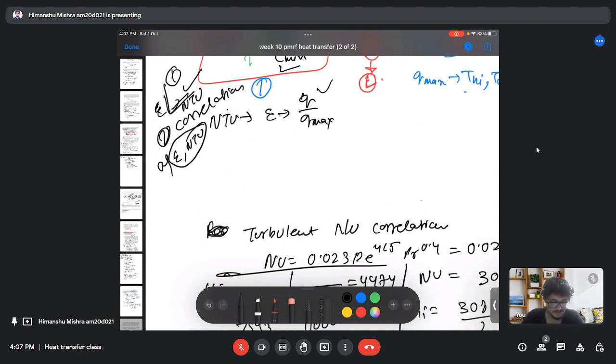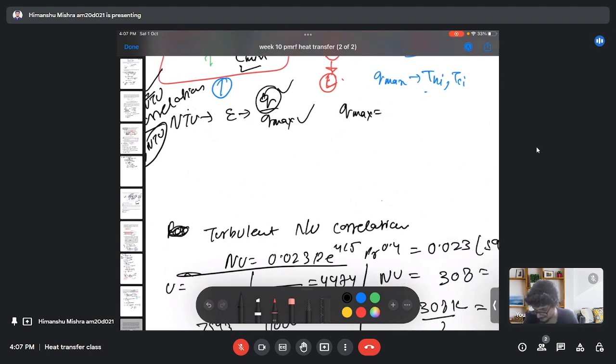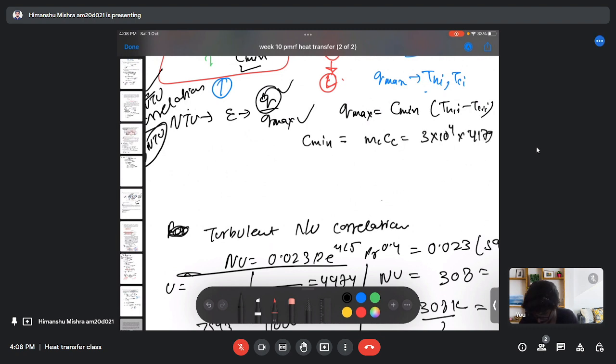So we need the effectiveness, which is given by the ratio of actual heat transfer and the maximum heat transfer. We are already given the actual heat transfer, and the maximum heat transfer is given by my minimum heat capacity rate, which is 1.25 × 10^8 watt per Kelvin. So this is my minimum heat capacity.